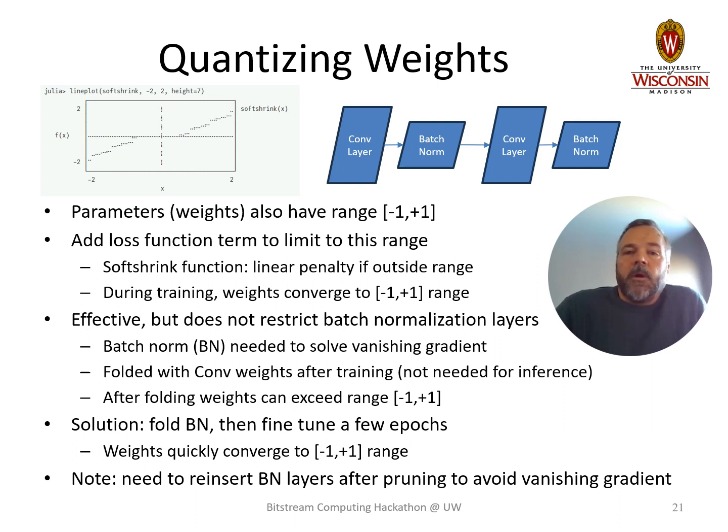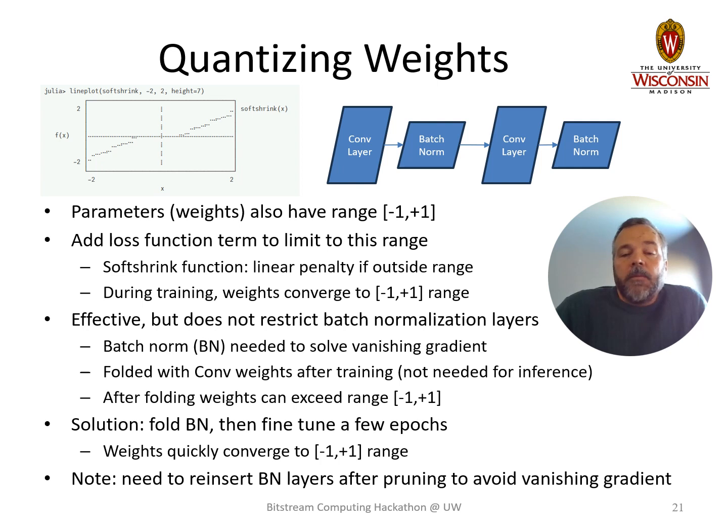To resolve that issue, we first fold the batch norm layers into the convolutional layers, and then we fine-tune for a few more epochs using the same loss function that I just described. We find that the weights quickly converge back to the allowable -1 to +1 range, and the resulting neural network now works very well for inference. It matches the accuracy of the network before we did the batch norm layer folding.